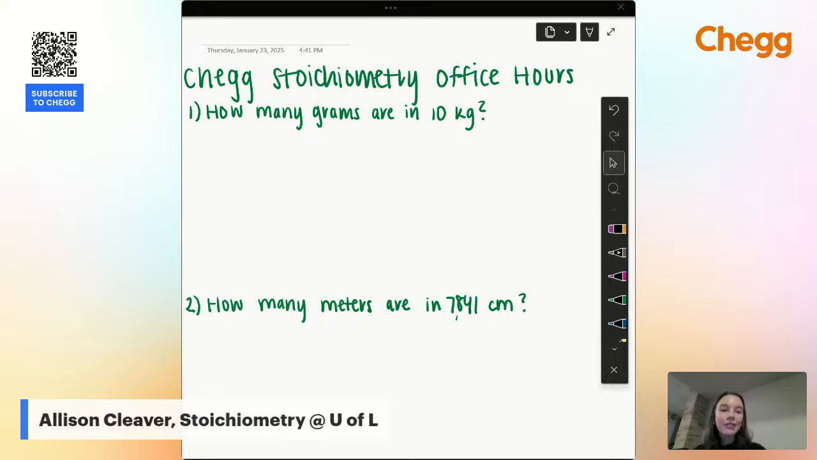Stoichiometry is really hard, but hopefully with these sessions, it will help you a lot. I've provided a few questions for us to start with. They're going to start off easy and get a little bit harder. I'm going to show you my preferred method for doing stoichiometry. I think it's the easiest way, but you can obviously change this to whatever method you prefer.